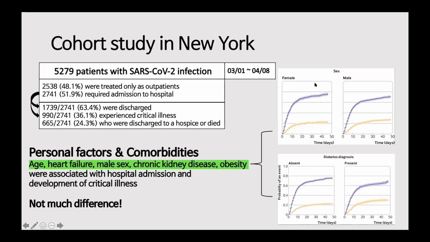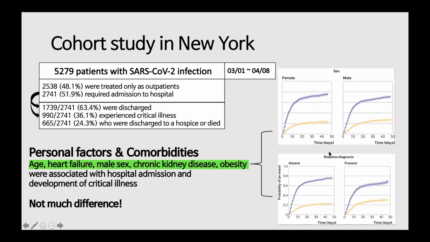So in this graph, we can see the difference. Sorry. The purple means they're alive, and the yellow means they died. So you can see that in males, this difference is quite short compared to females. So you can see that males are more likely to die when they have COVID, but still, it's not much of a difference.